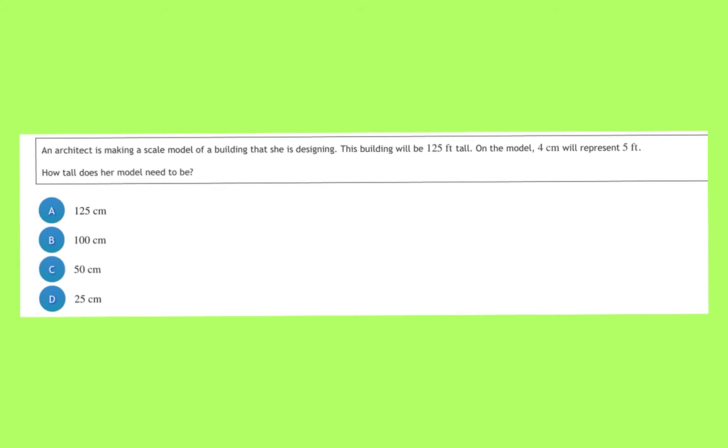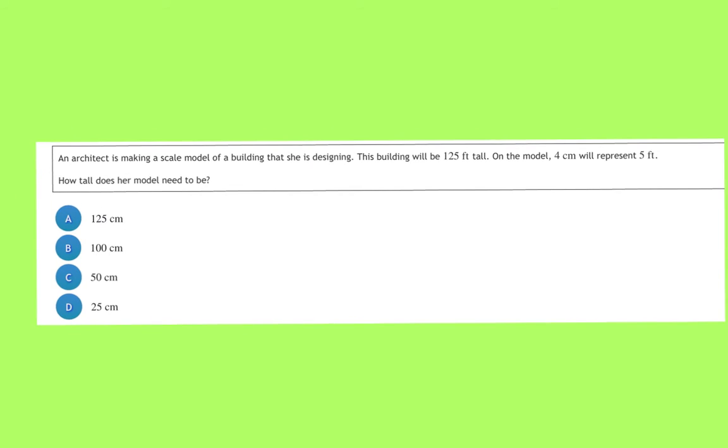This is a basic math question. It says an architect is making a scale model of a building that she is designing. The building will be 125 feet tall. On the model, 4 centimeters will represent 5 feet. How tall does her model need to be?